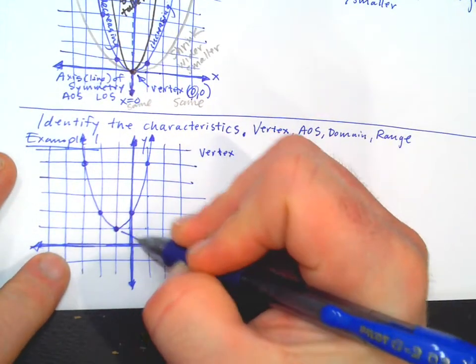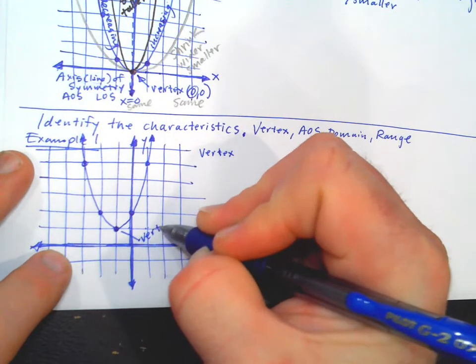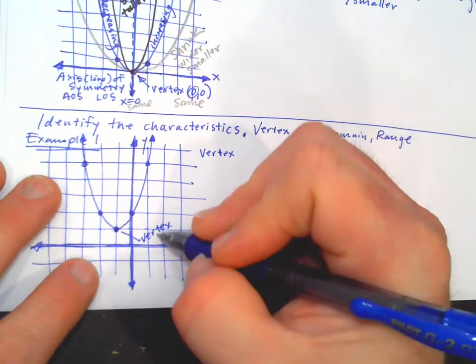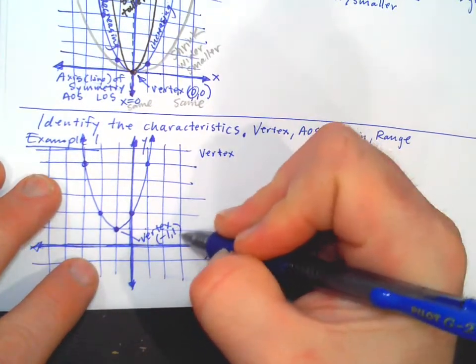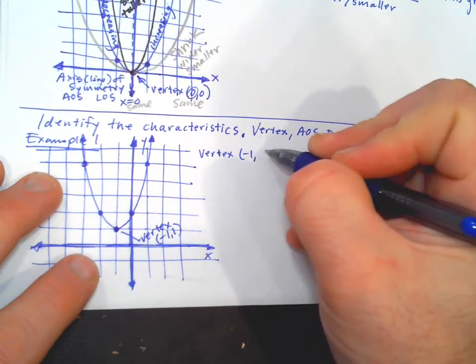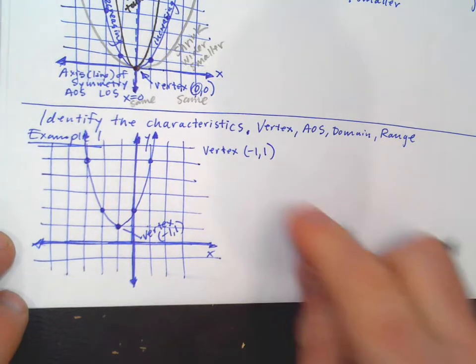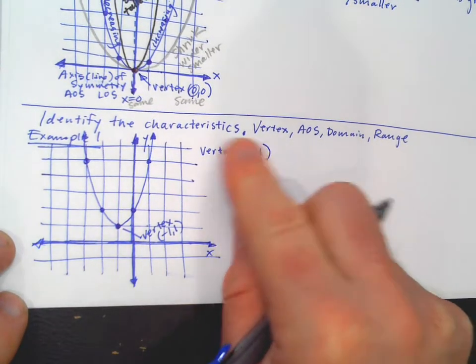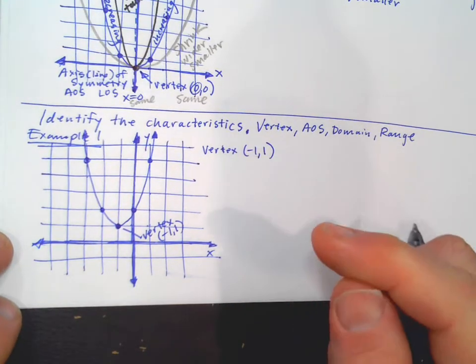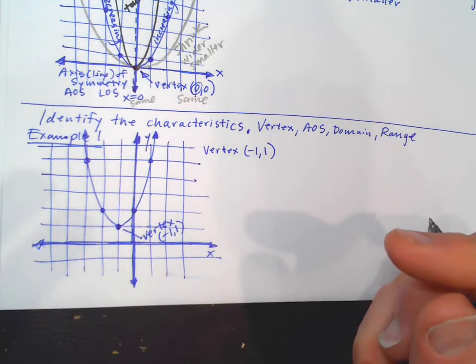Right here, you might draw it on your picture if you have one. The vertex is at (-1, 1), but I'm going to want it listed somewhere as an answer. You put it on the picture, that's helpful, but let's also write it. So vertex, label it. You have to write it as an xy pair, x first, y second, in parentheses.